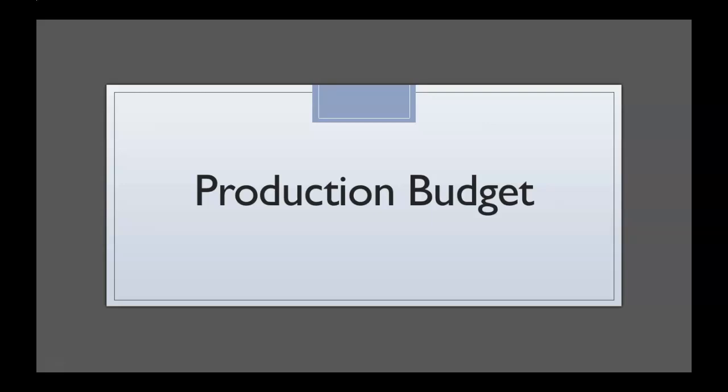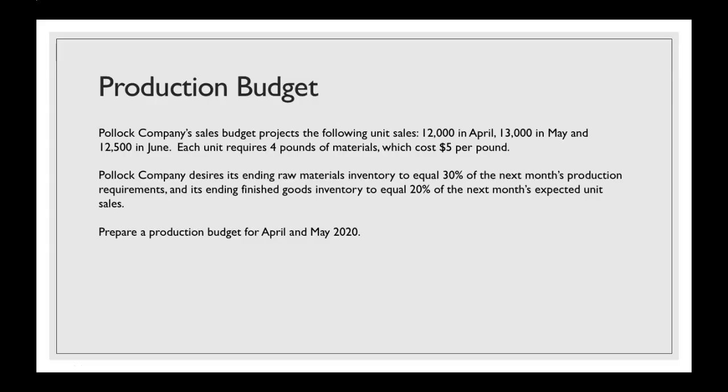Let's run through a production budget example problem. The problem says Pollock Company's sales budget projects the following unit sales: 12,000 units sold in April, 13,000 in May, and 12,500 in June. Each unit requires 4 pounds of materials, which cost $5 per pound.